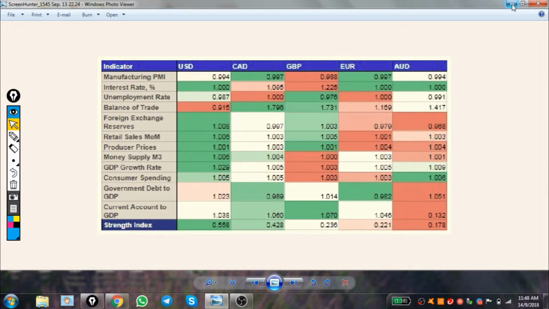And the variables that we input are based on the 12 factors that you can see on the screen here. For example, we base it on the manufacturing PMI, the country's interest rate, the unemployment of the country, the balance of trade, their foreign reserve. Now you might ask why foreign reserve is important. We also have government debt to GDP, current account to GDP.